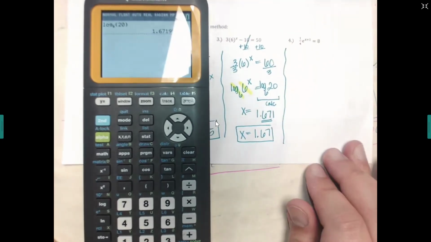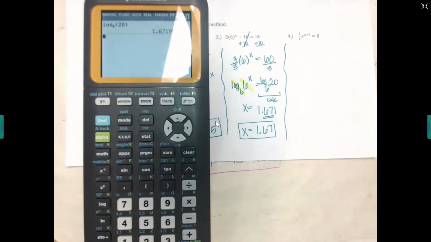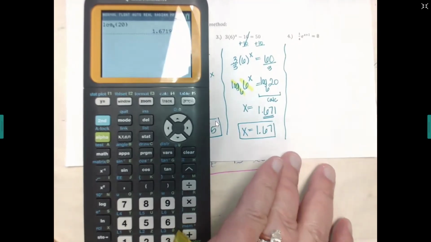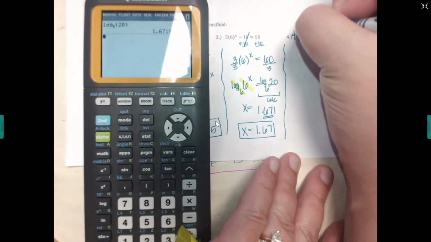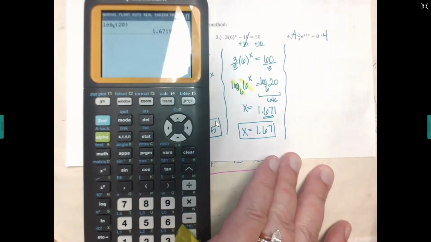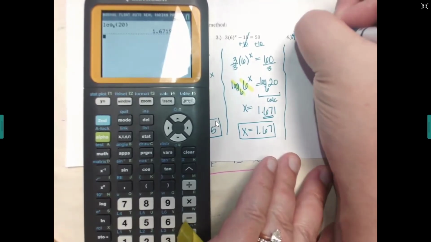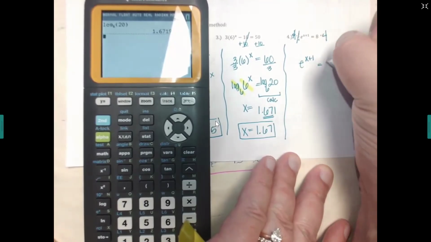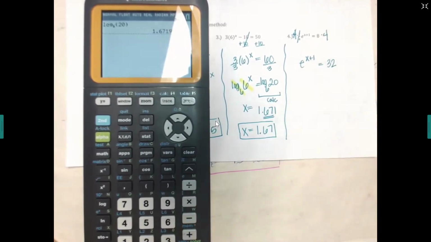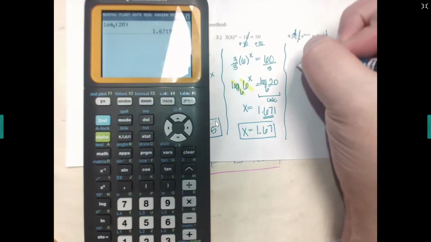Okay, take a look at number 4. What do we get rid of first? If it's a divide by 4, I get rid of it by timesing by 4. And then the 4 and the 4th are gone. I have my e to the x plus 1 equals 8 times 4, which is 32. And then if I want to get rid of a big E base, what do I do? ln, because remember, what's an ln? It's a log little. So big E and ln are going to cross out.